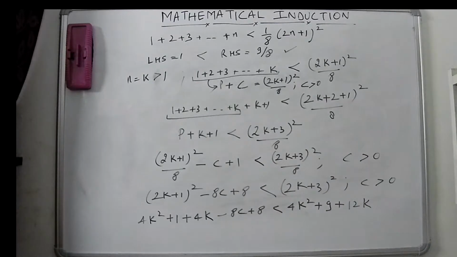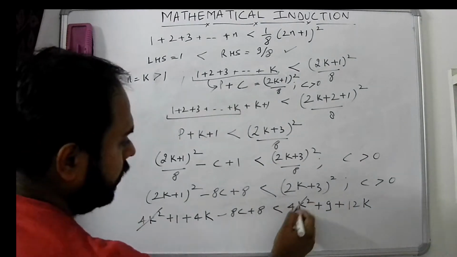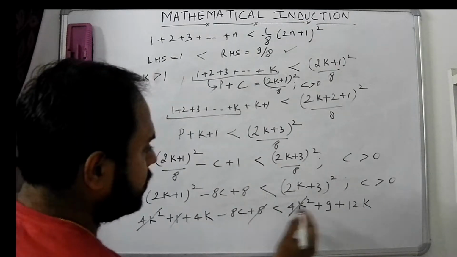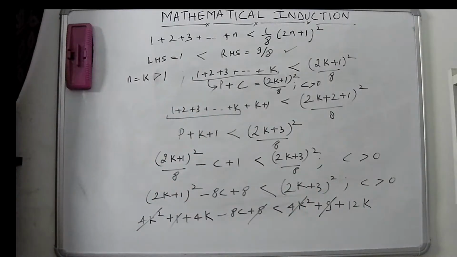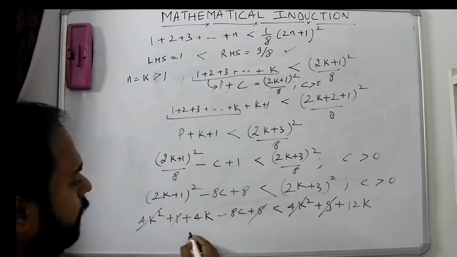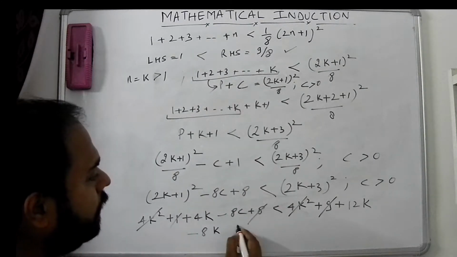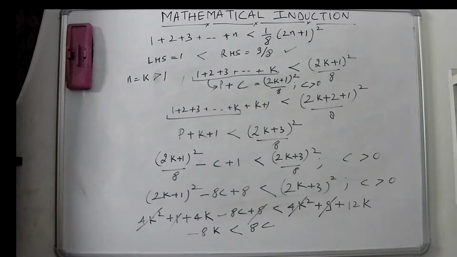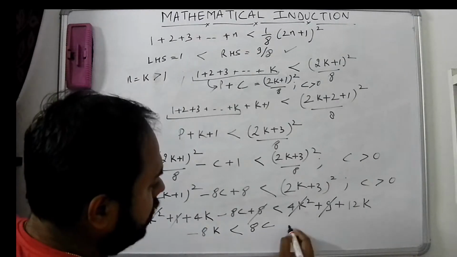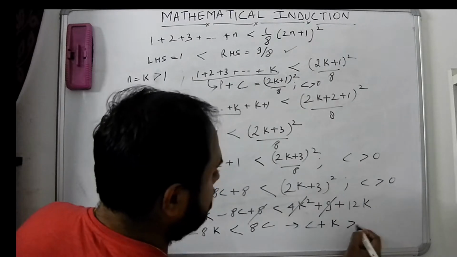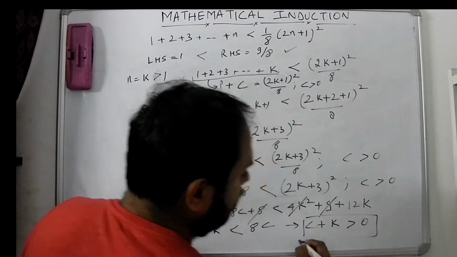This is something that I need to prove. This gets cancelled, right? This gets cancelled. Okay. So what I essentially get, this also gets cancelled. This 9. So what I get is that minus 8k is less than 8c, right? This is something that I get, which essentially means that if I take it in this way, c plus k is greater than 0, right? And this I know definitely is true.